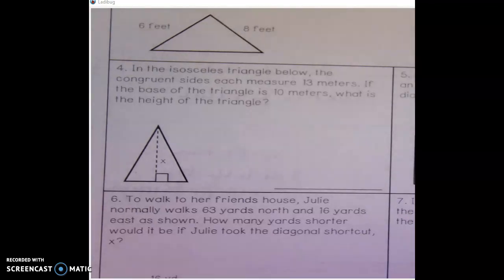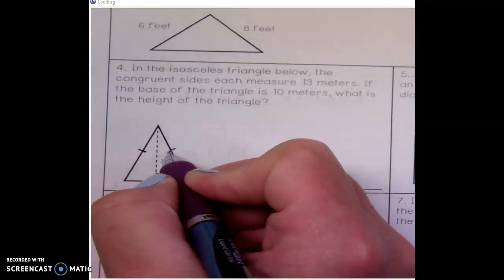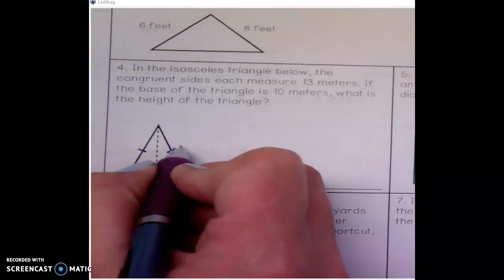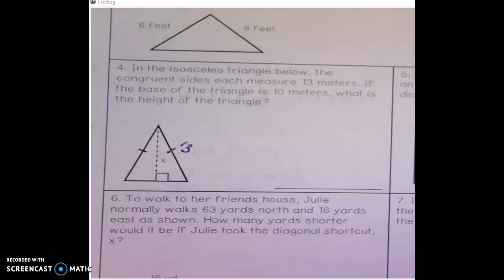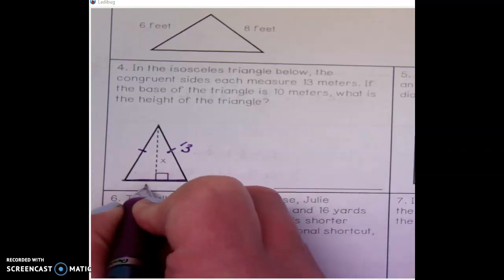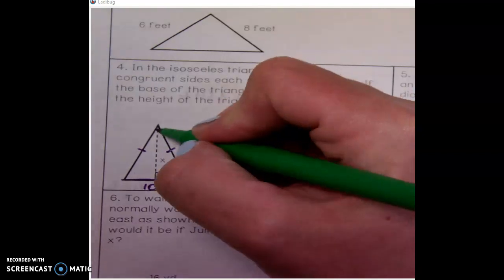So we have an isosceles triangle below. We know what isosceles means right here. That means these two sides are congruent. Each side measures 13 meters. So this is the value, 13 meters. It says if the base of the triangle, this is the base of our triangle right here, is 10 meters, what is the height? So x that we have, that's what we are inquiring about right here.